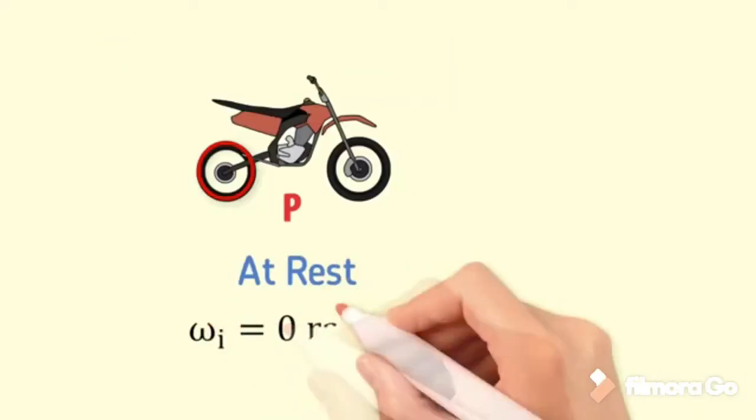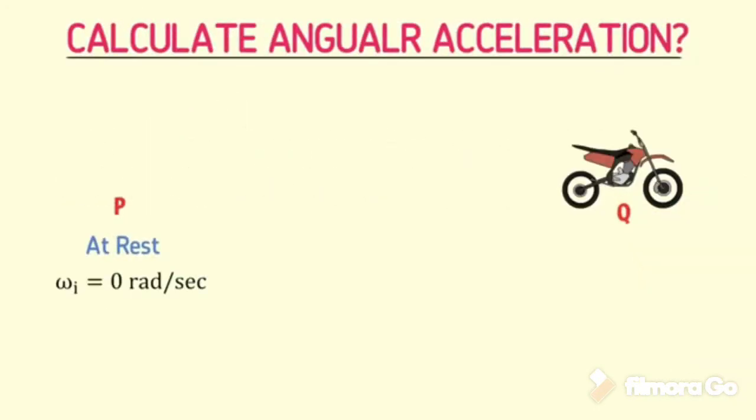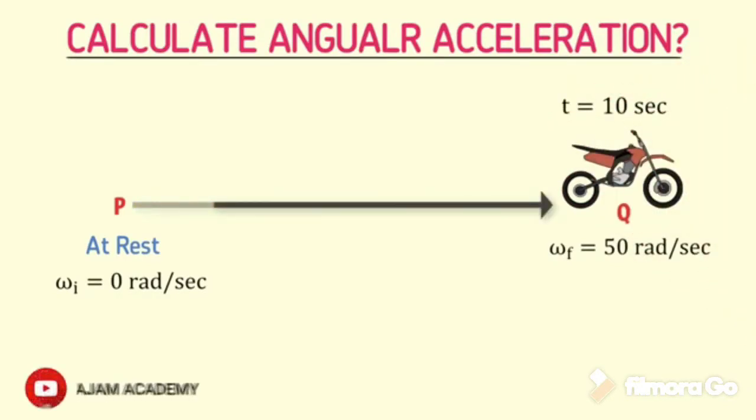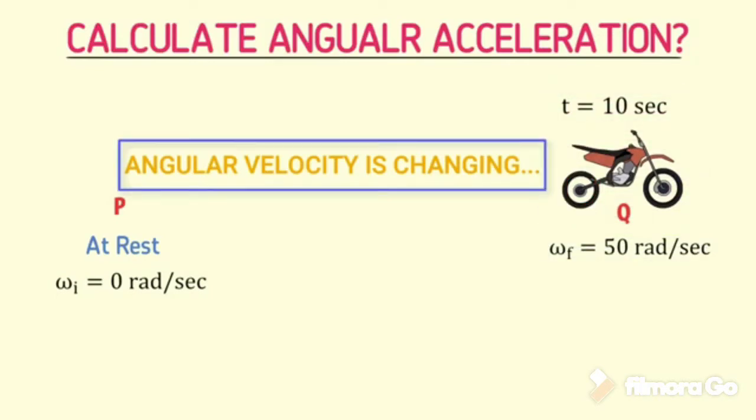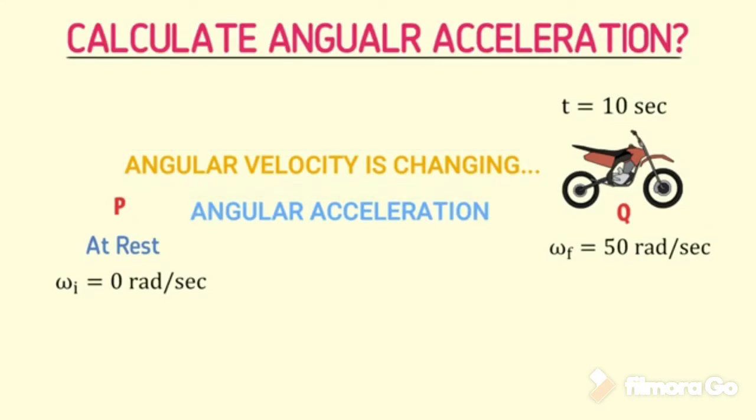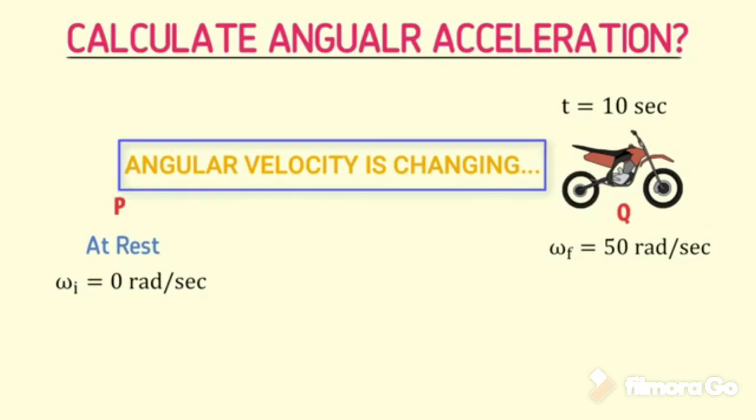Let initially the wheel of the bike be at rest at point P, thus the wheel is not rotating, so the initial angular velocity of the wheel, omega i, is equal to 0 radian per second. From point P to Q, one can say that the angular velocity of the wheel of the bike changed from 0 to, let's assume, 50 radian per second in 10 seconds. As we learned, when the angular velocity or angular speed of an object changes, angular acceleration is produced, so this wheel of the bike possesses angular acceleration.